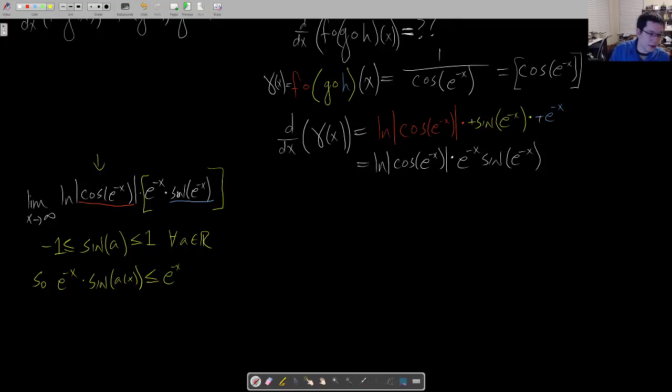Now we can do a similar thing with this natural log portion. Natural log of the absolute value, because -1 is irrelevant here. That's interesting. This function is going to be undefined for any places where cosine is negative. Oh, this is going to be weird.